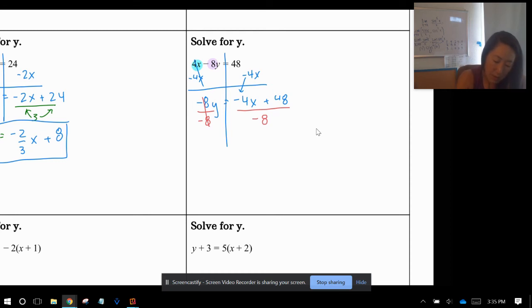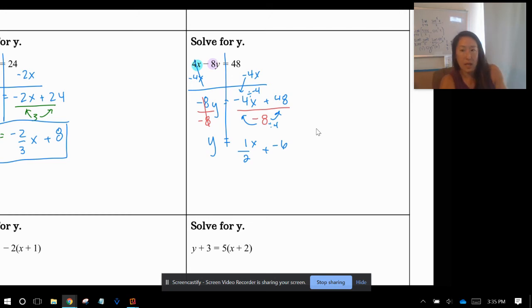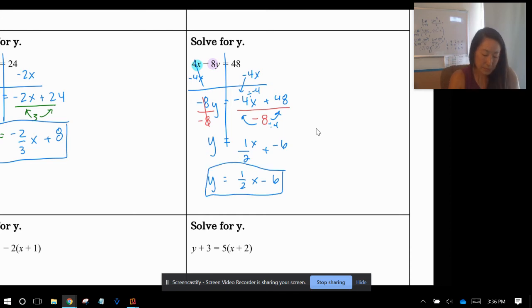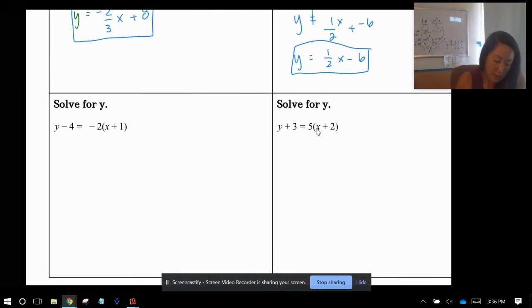That leaves me with 1y is equal to, the negative 8 goes into both terms. So negative 4 divided by negative 8 is 1. So I'm going to divide out a negative 4 from the top and a negative 4 from the bottom, giving me 1x over 2 plus 48 divided by 8 is 6. And a positive divided by a negative is a negative. Okay, so I'm just going to write it nicer. 1/2 x minus 6. All right, will you guys solve for y, please?